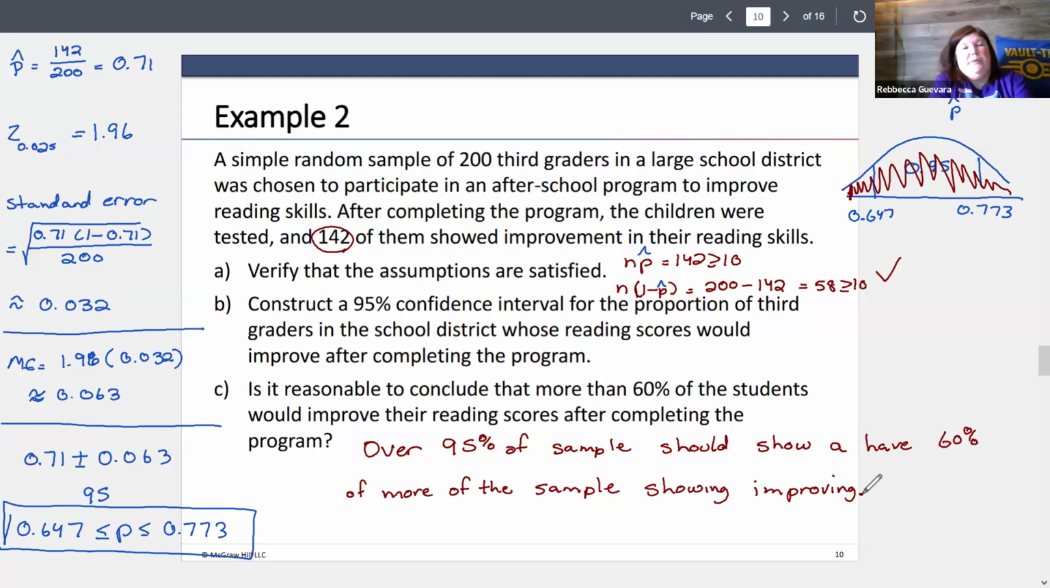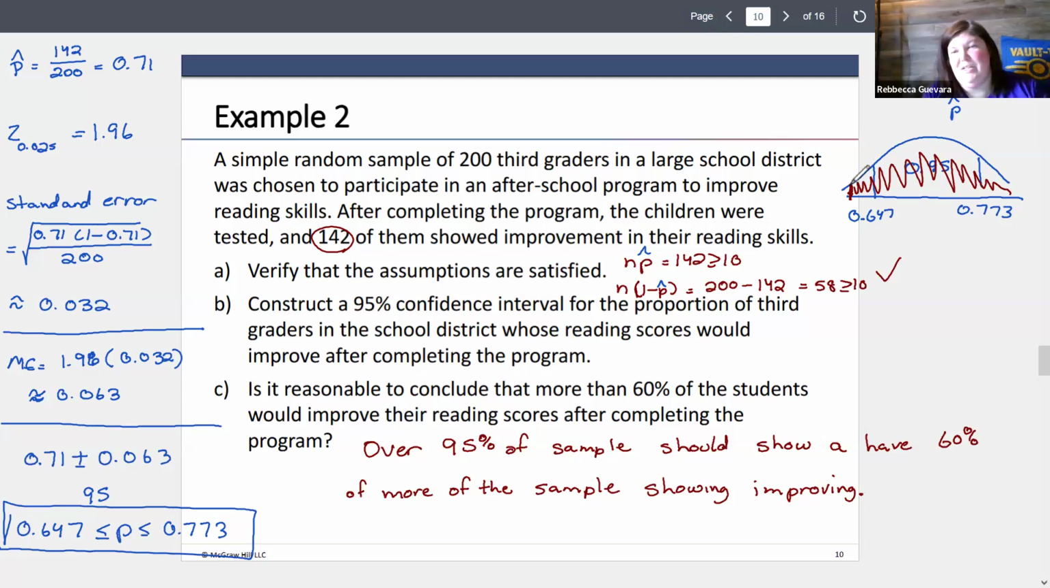That's really what we do when we're figuring out these confidence intervals: they also softly tell us probabilities of events in a way. Because remember, I'm not telling you the probability of capturing the population mean. It's really telling me how many sample proportions should be in a certain area, giving me an idea of likelihood. So I'm constructing something that says 95% of my sample proportions are going to have roughly 64.7% to 77.3% of students showing an improvement in reading, which means that over 95% of samples should show that 60% or more students are showing improvement.